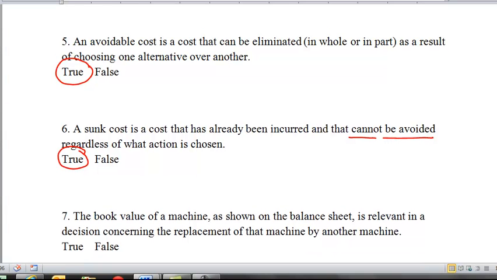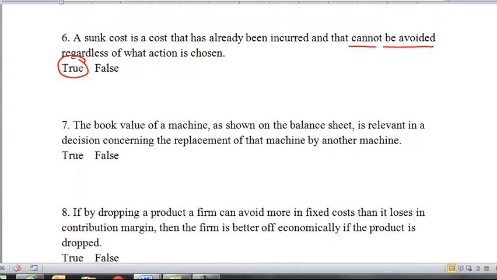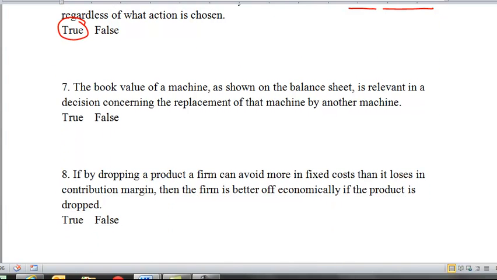Question 7. The book value of a machine as shown in the balance sheet is relevant in the decision concerning the replacement of that machine by another machine. And that is false, and let me explain why. When we talk about book value, it equals the cost less accumulated depreciation. So the book value is calculated every period of time. So every month, every quarter, we're going to calculate a new book value.